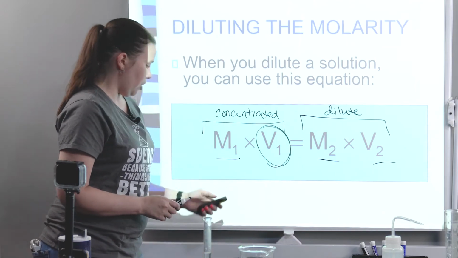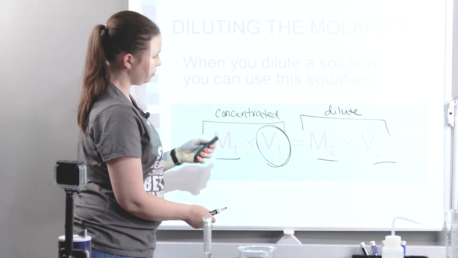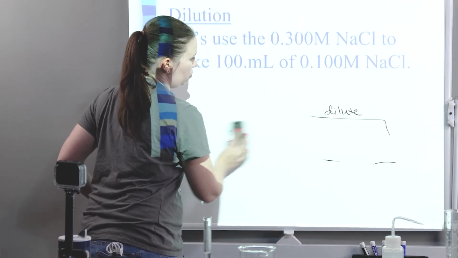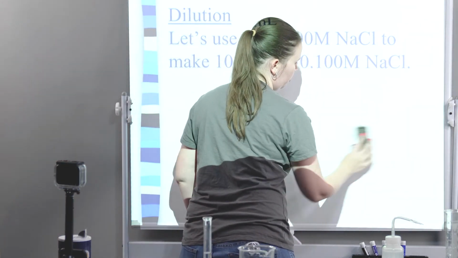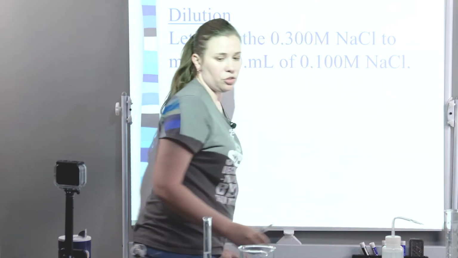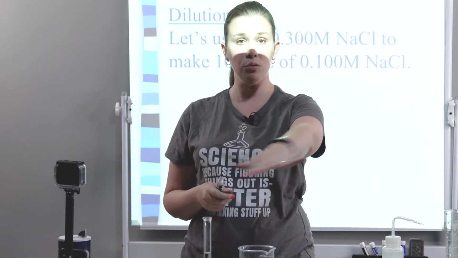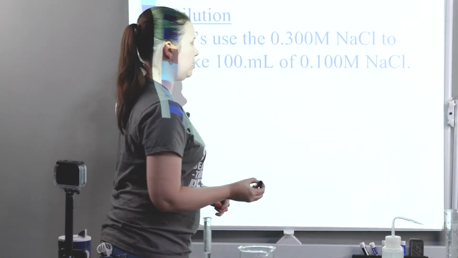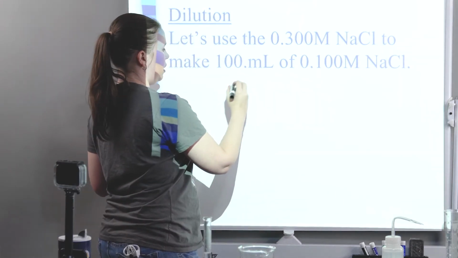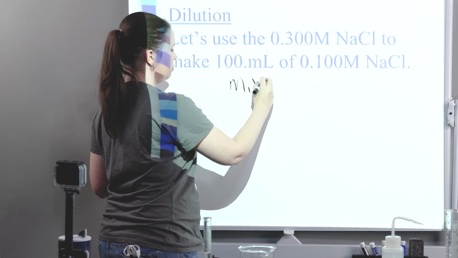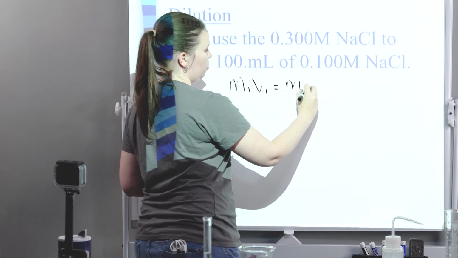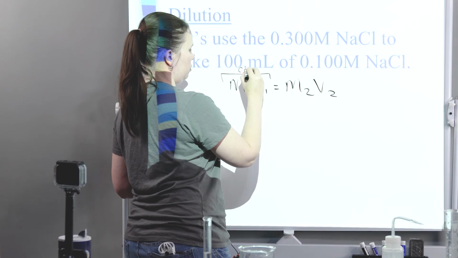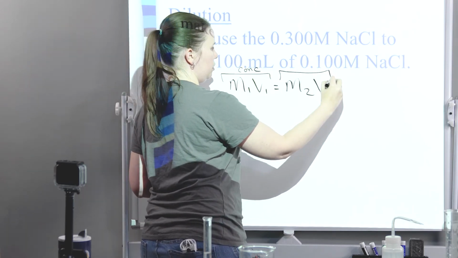All right, so let's try one. We're going to take the 0.3 molar sodium chloride. You may recognize that that's exactly what we just made here. So when it comes time to doing the solution, I'm literally going to dilute the same solution that we just made. So I'm going to take my M1V1 equals M2V2. Again, letting this part be the concentrated and this part be dilute.